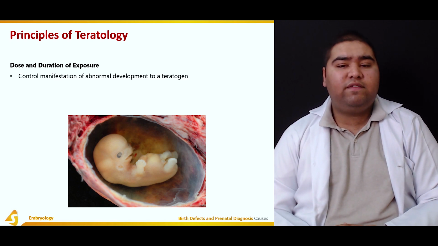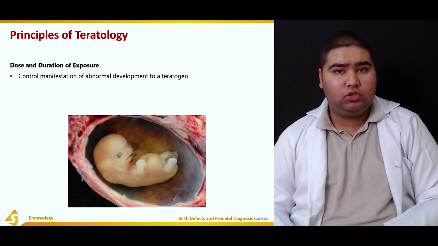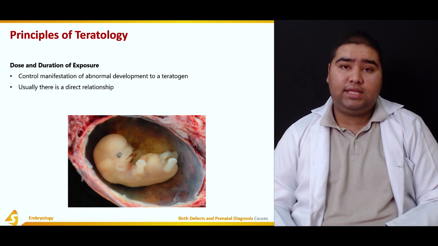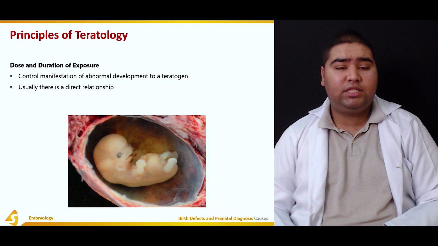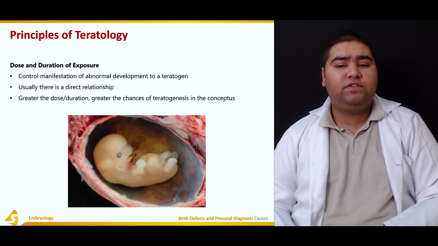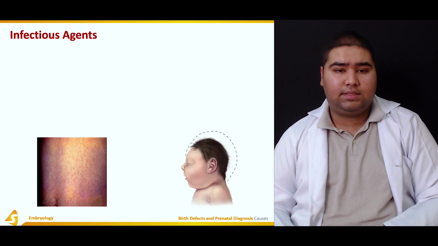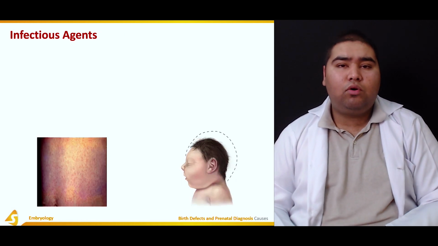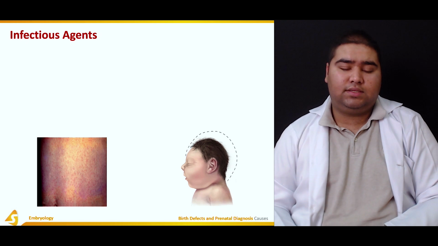This controls the manifestation of abnormal development to a teratogen. Usually there is a direct relationship, as I mentioned earlier. The greater the dose or duration, the greater the chances of teratogenesis in the conceptus. Now let's take a look at the various infectious agents.